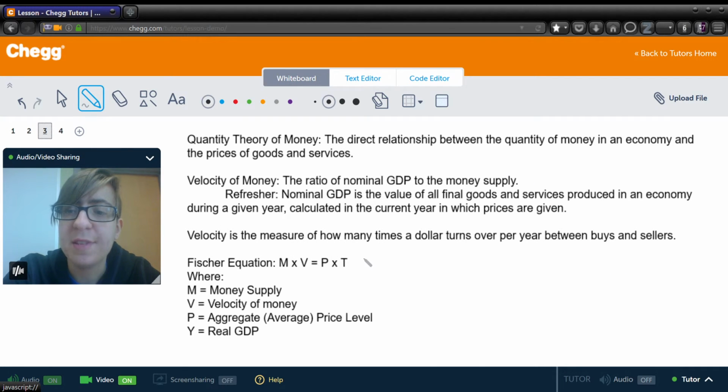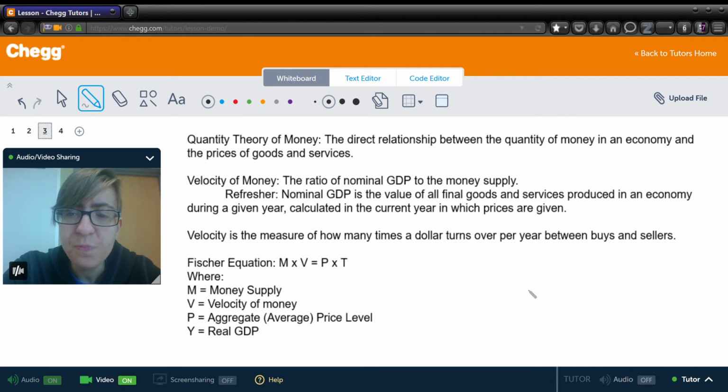I mentioned this thing called velocity of money. Before we get more into that, let's state the law or the definition of the quantity theory of money. It is the direct relationship between the quantity of money in an economy and the prices of goods and services. The velocity of money is based off of that, which is the ratio of nominal gross domestic product to the money supply. In case you don't remember, nominal gross domestic product is the value of all final goods and services produced in an economy during a given year, calculated in the current year in which prices are given. If we had real GDP, the difference would be that it'd be calculated at a base year, some year other than the one with the current prices.